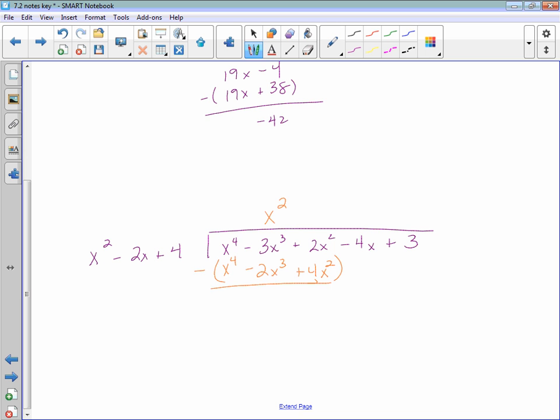I'm going to subtract, so x to the 4th minus x to the 4th. This is supposed to be the easy part. Wait, minus, I wrote that first part wrong. I think that's what went wrong. Okay. So it's negative x cubed. And then 2x squared minus 4x squared is negative 2x squared. Okay, what next? Repeat. It's like shampoo. Just do it again.